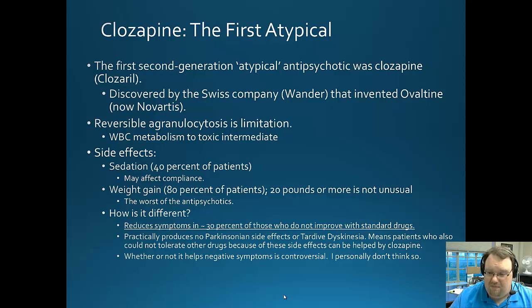So a ton of people experience this, and 20 pounds or more is not unusual. So this is one of the worst of the antipsychotics. Zyprexa is also bad, as we'll see. But you can imagine that treatment adherence is probably pretty poor when you have a medication that's going to make you gain 20 pounds. And that's also part of the reason why we believe that there is a metabolic effect, a negative metabolic effect.